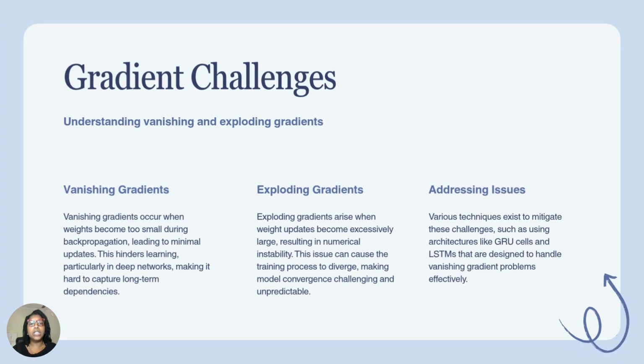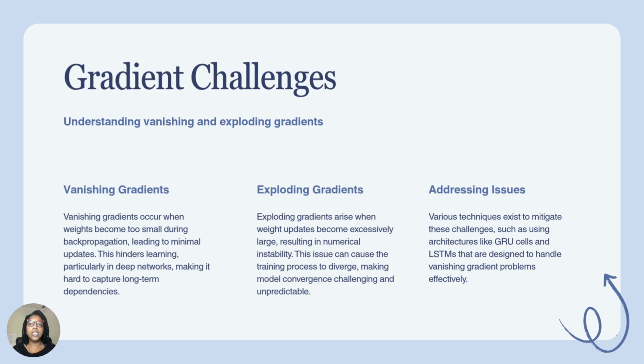So I mentioned some gradient challenges such as vanishing gradients and exploding gradients. A vanishing gradient occurs when weights become too small during backpropagation, leading to minimal updates, and it hinders learning in deep networks and makes it hard to capture long-term dependencies. Contrarily, exploding gradients is the opposite. It's excessively large, the weights kind of implode, and it causes numerical instability. And this can cause the training process to diverge and be challenging and unpredictable.